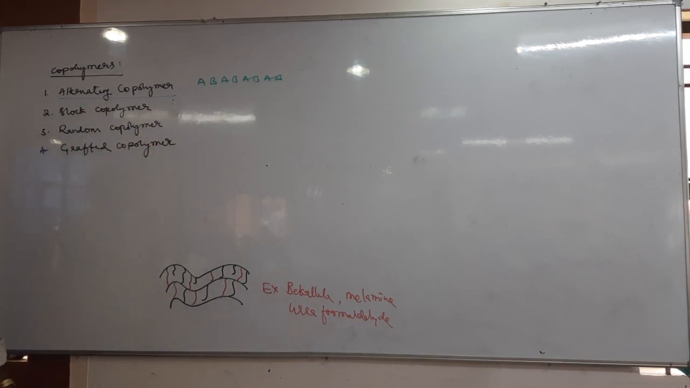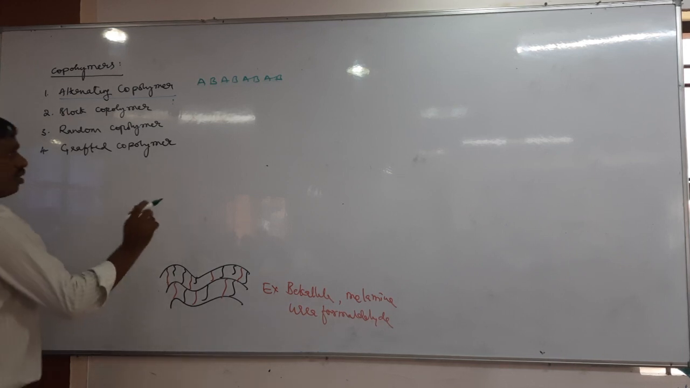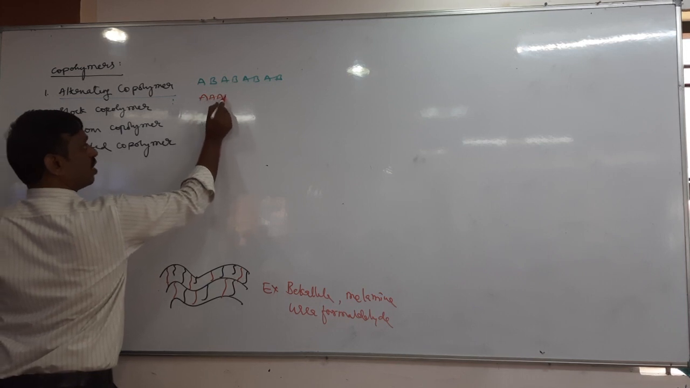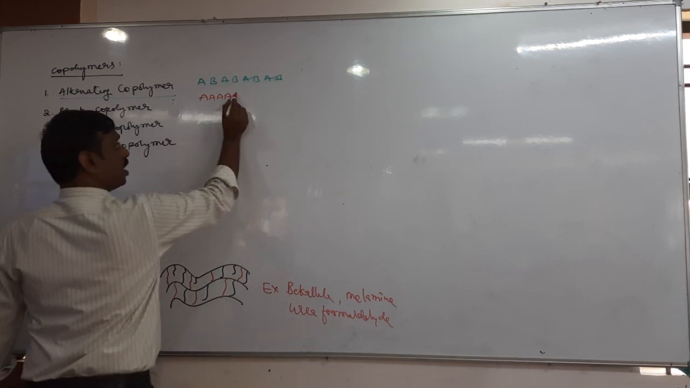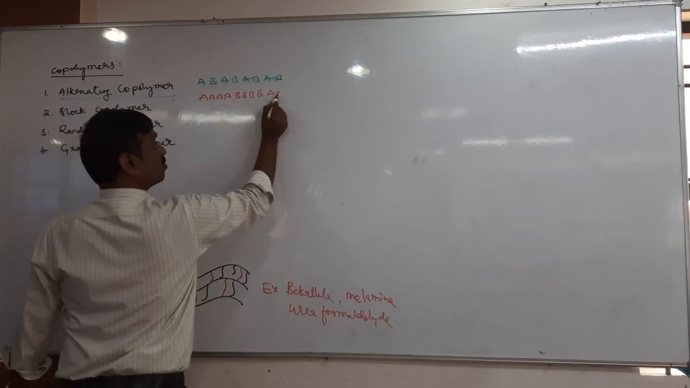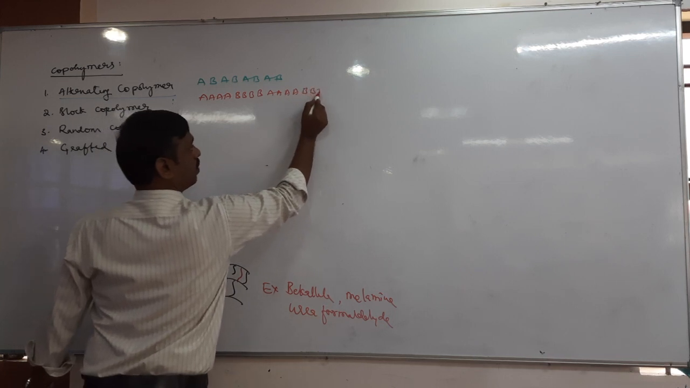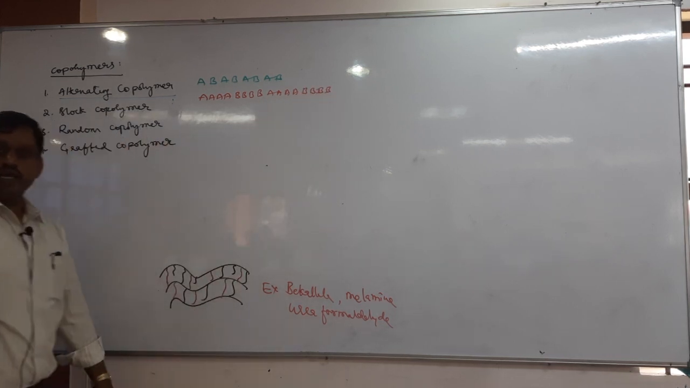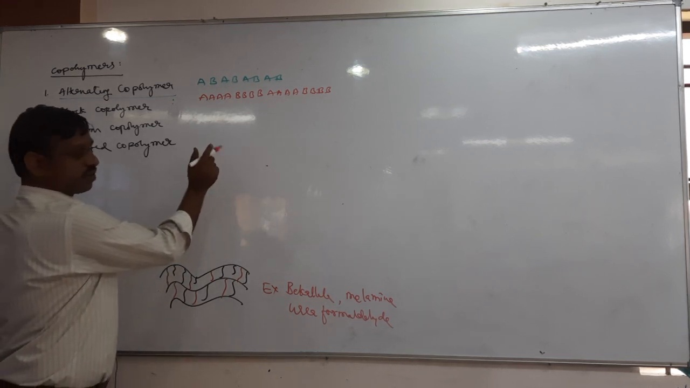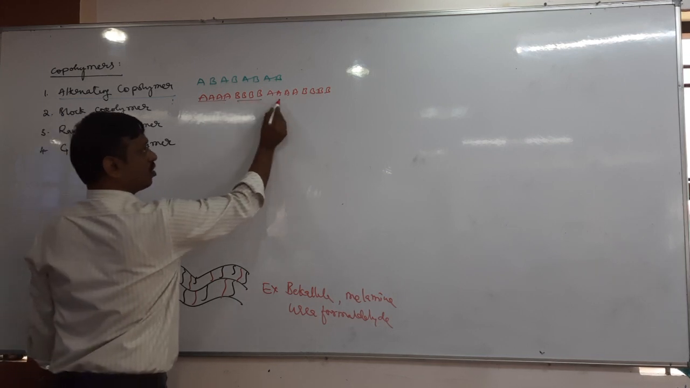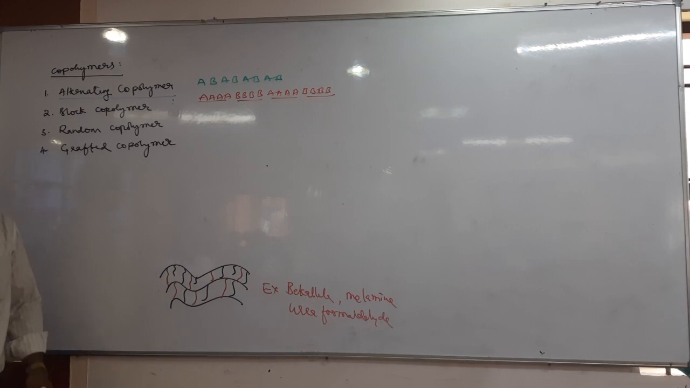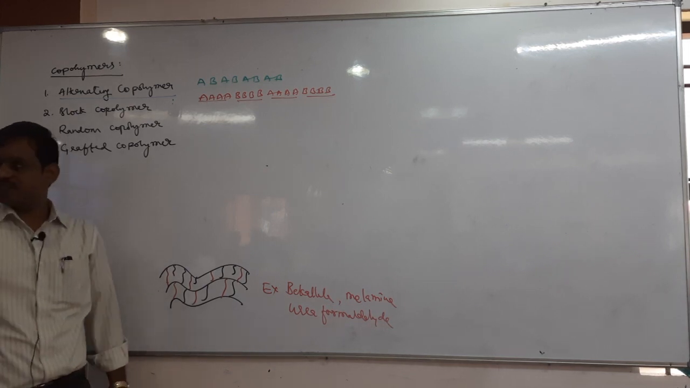Next is block copolymer. In block copolymer, monomers are arranged in blocks. For example, let us take the monomer A, AA is one block. After that, B comes, it is another block. The next is again A, one block. Again B comes, another block. Like that. If monomers are arranged blockwise, this is one block, it is another block, then they are called block copolymer.